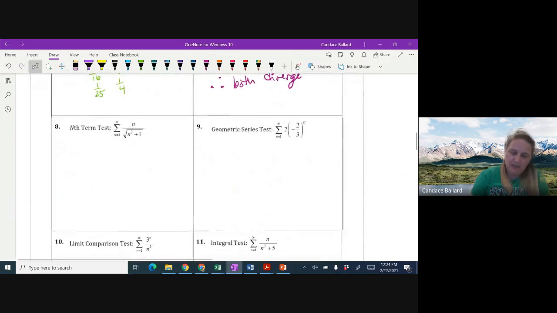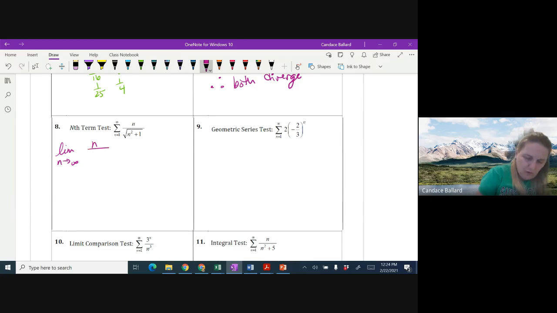Let's take a look at least one more here. Okay, so let's try nth term. Nth term, I literally just have to do the limit as n approaches infinity out front, right? So the limit as n approaches infinity of n over the square root of n squared plus 1. I would probably shortcut this one in my brain, right? Is the plus 1 going to be super significant when I'm talking about the limit as we approach infinity? Is that going to be a big deal?